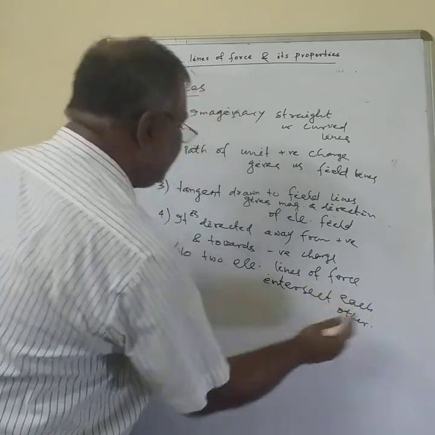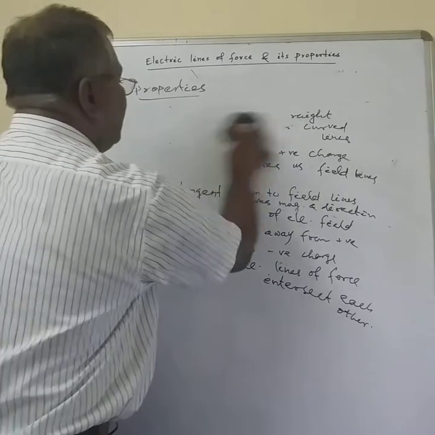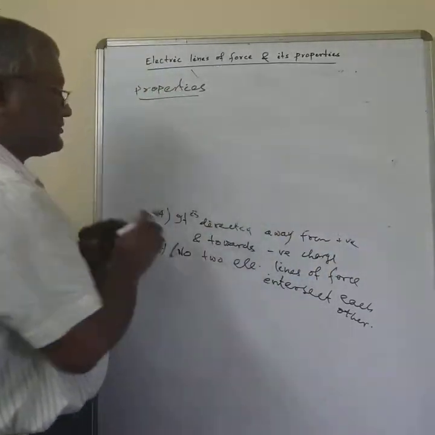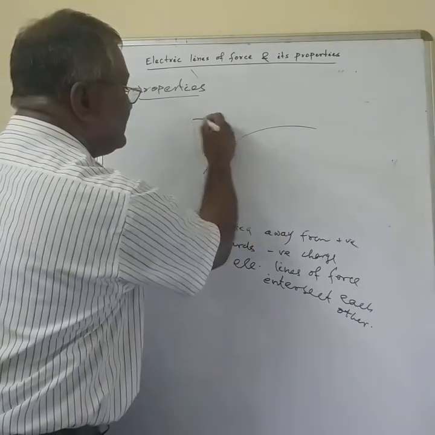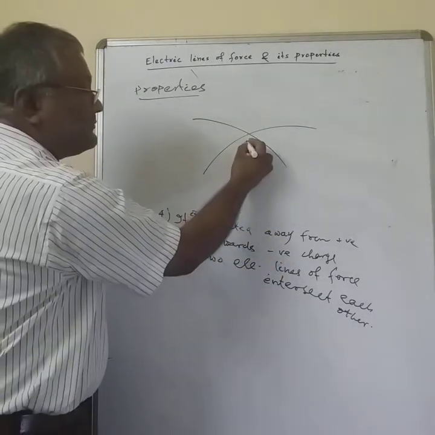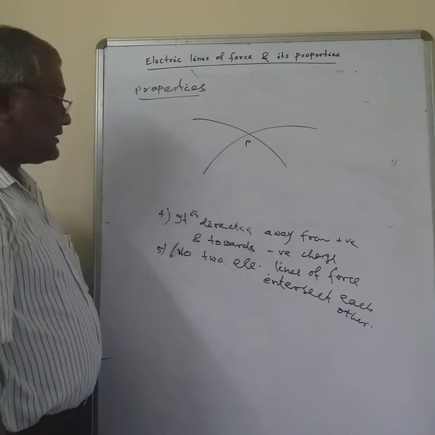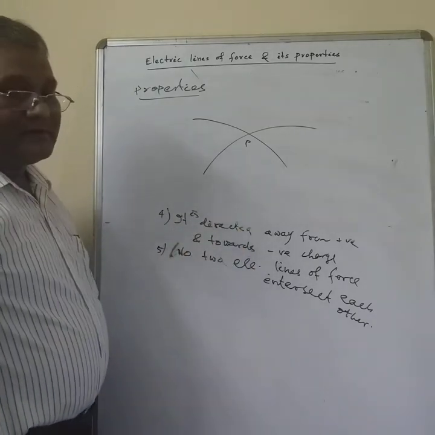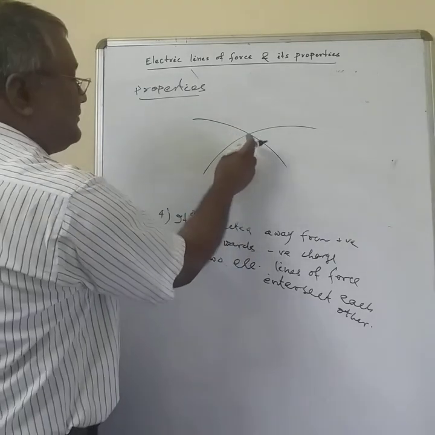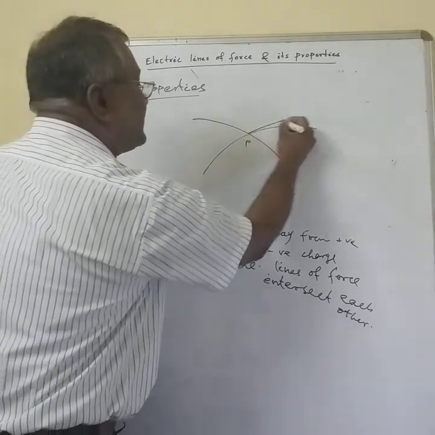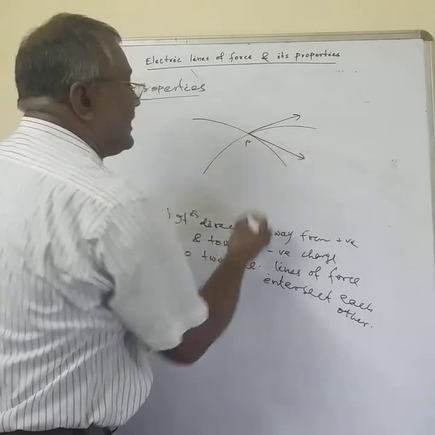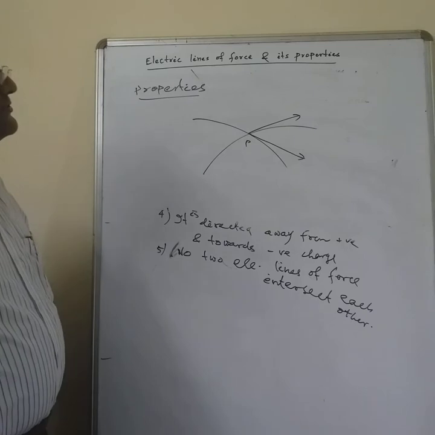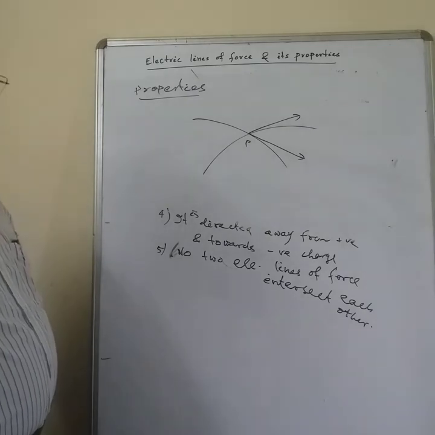What does it mean? Two electric field lines will never meet each other at any point. Suppose two field lines intersect each other at point P. How to prove that two lines of force never intersect? If they intersect at one point P, there will be two tangents at that point, which will give rise to two directions of a single electric field, which is never possible.